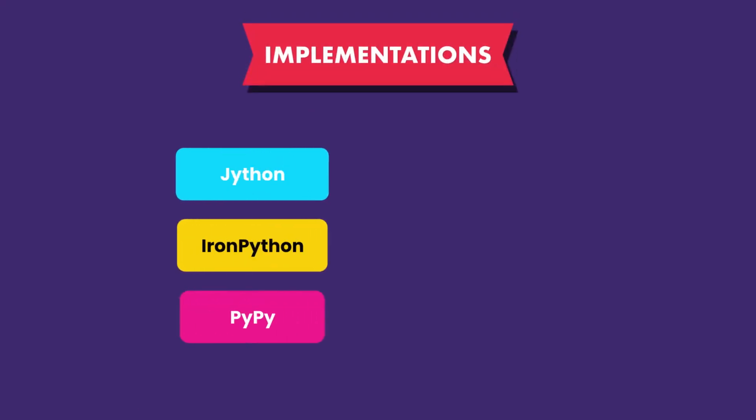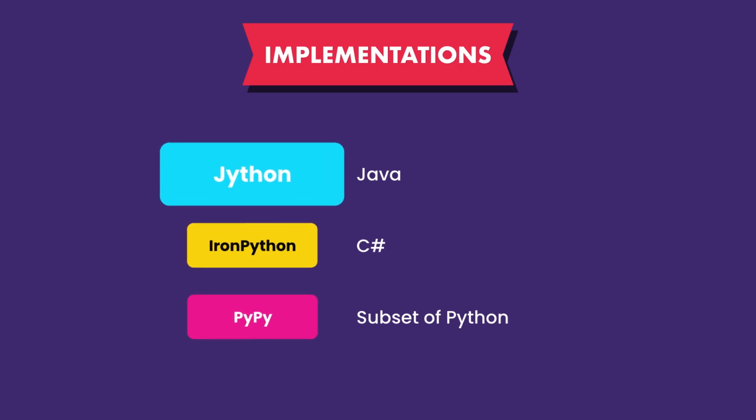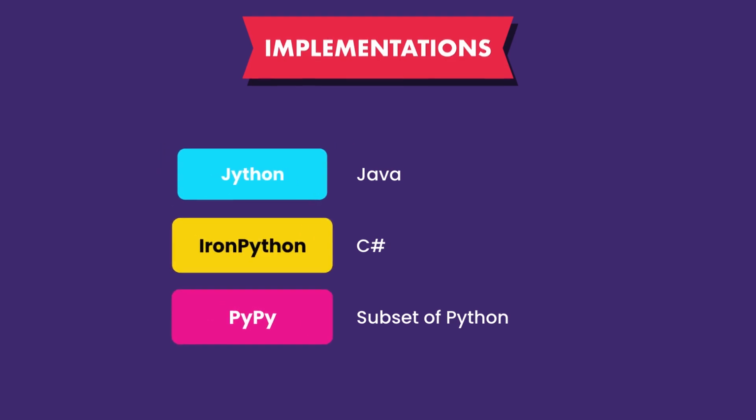In the last lecture, we talked about various Python implementations. I told you that if you want to reuse some Java code in a Python program, you should use Jython. Now let's see how Jython makes this possible.